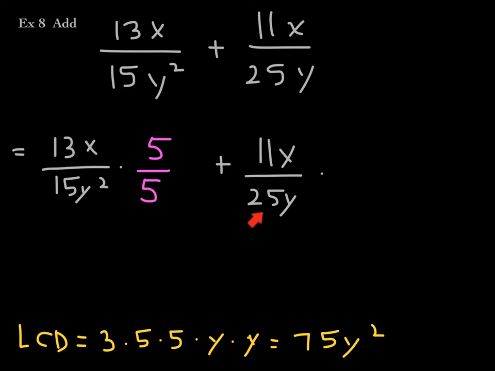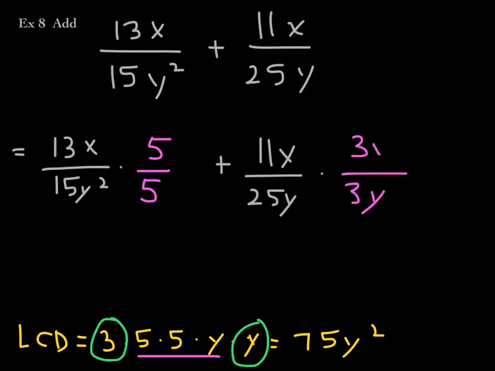What do you multiply 25y by in order for it to become the LCD of 75y squared? Let me use the same thinking. This much here that I've highlighted is 25y. So 25y times 3y gives me 75y squared, which is the LCD. So I'm going to have to multiply by 3y, of course, in the denominator and the numerator.